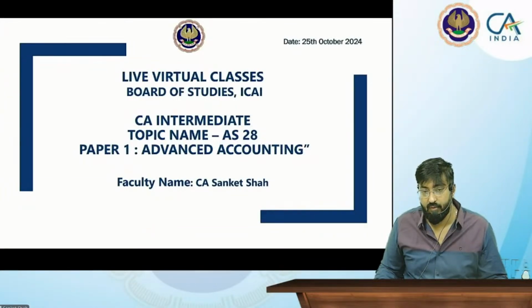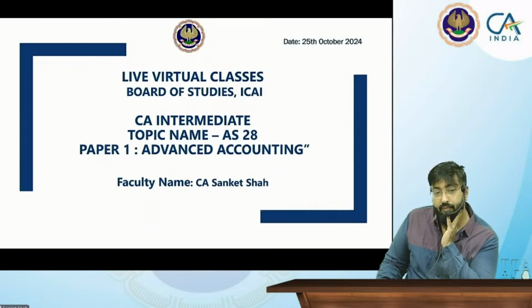AS12 is accounting for government grants. AS13 accounting for investment. AS14 accounting for amalgamation. AS15 employee benefit. AS16 borrowing cost. AS17 segment reporting. AS18 related party disclosure. AS19 lease. AS20 earning per share. AS21 consolidated financial statement. AS22 accounting for tax on income. AS23 accounting for investment in associates in consolidated financial statement.